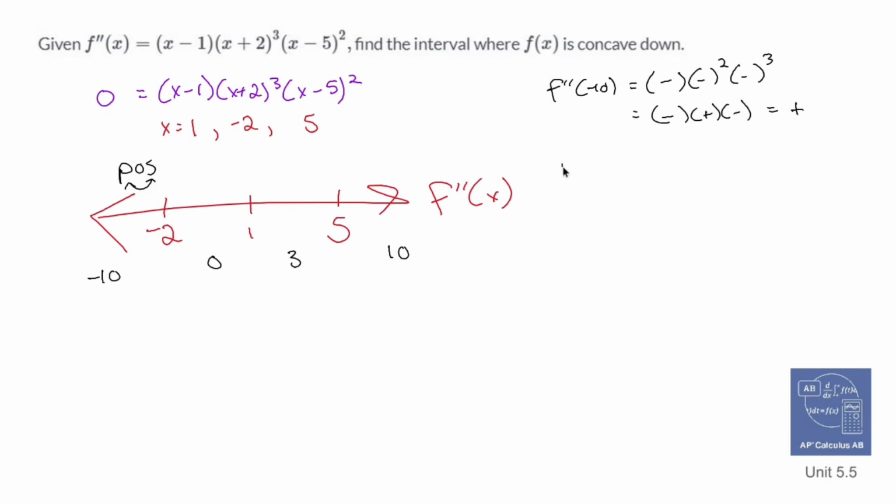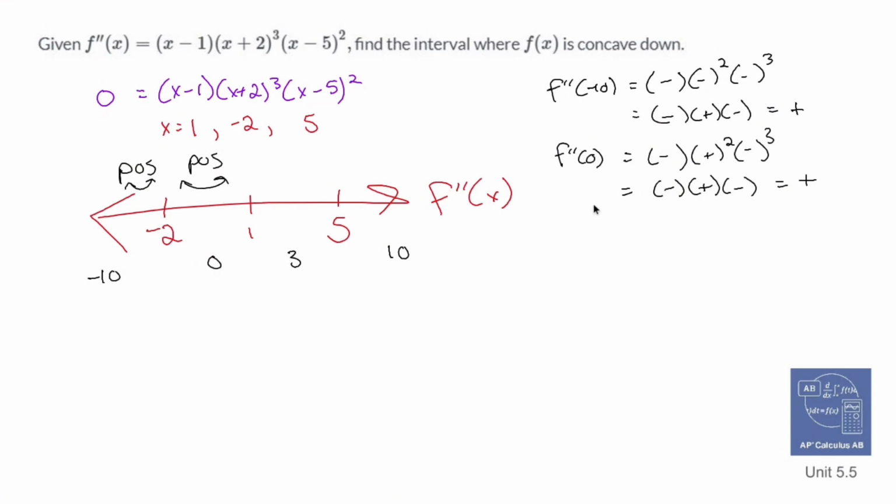Okay, let's try it again for 0. F double prime of 0 is going to be 0 minus 1, which is negative, 0 plus 2, which is positive, squared, and 0 minus 5, which is negative, cubed. That's negative times a positive times a negative, which is interesting, positive. Now the reason why that's interesting is because we had even multiplicity. Oh, actually, no, that's odd multiplicity. Oh, super strange how that happened. Super strange indeed. So you are positive, which means you're concave up still.